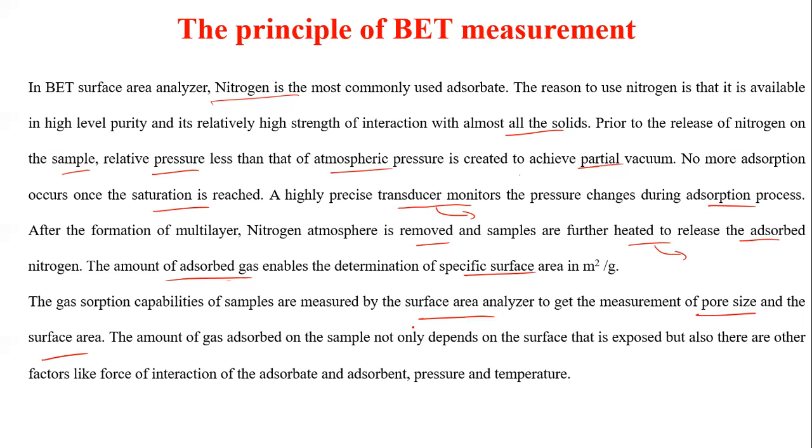So from the amount of gas adsorbed by the material, by that value we can measure the pore size as well as the surface area of that particular material. The amount of gas adsorbed on the material not only depends on the surface area, but there are other conditions that also affect how much gas will be adsorbed by our material. Like the force of interaction between the adsorbate and the adsorbent, meaning how much force of interaction there is between the solid and the gas to be adsorbed, and then we have the pressure and the temperature. These are some of the factors which affect the amount of gas adsorbed during our adsorption process. So this is the principle of how our BET works.